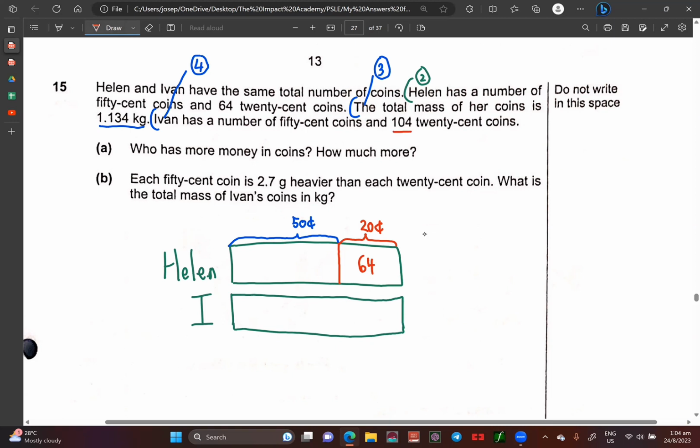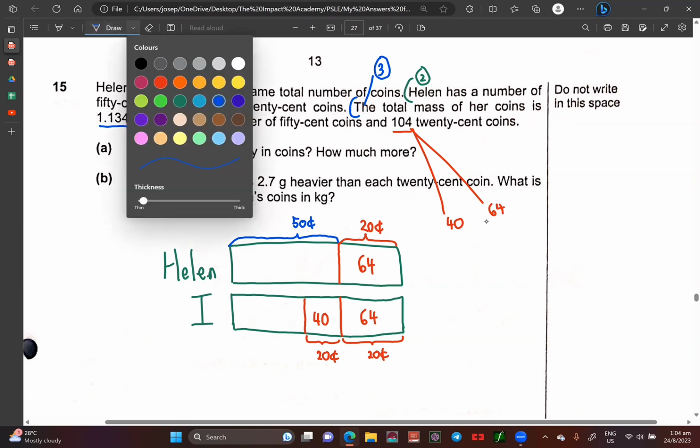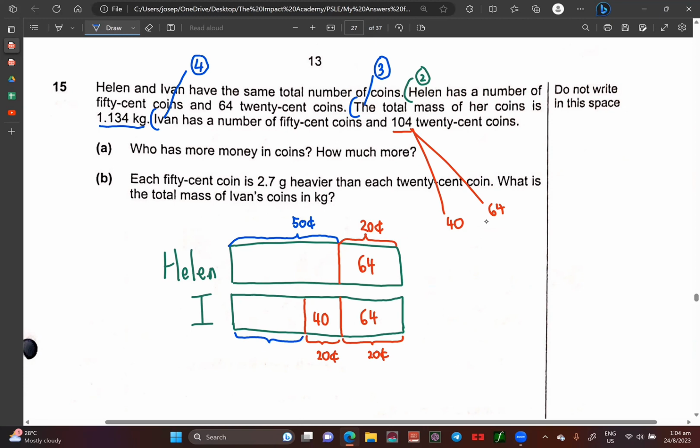Because it's 104 20-cent coins, we are going to break it up. We're going to say that this is 64 first, and whatever is over here is basically 20 cents. We have another 40 over here, and whatever is over here is basically 20 cents as well. Why is it 40? Because we simply break up 104 into 2 parts: we have 64 and we have 40 over here. Whatever is left is basically my 50-cent coins, and I do not know how much that is.